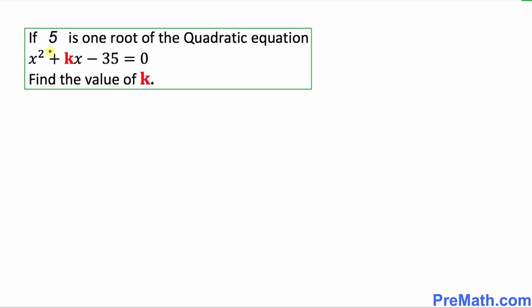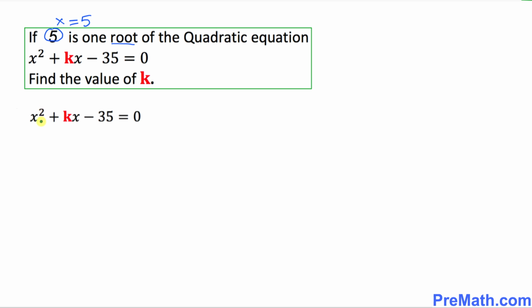And here is our first problem. It states, if 5 is one root of the quadratic equation, the one that has been given, find the value of k. Always remember, root is the same as x value. Sometimes we call it solutions or zeros or different names. Anyway, this 5 is simply our x value. That means it's the same as x equals 5. Just keep that in your mind.